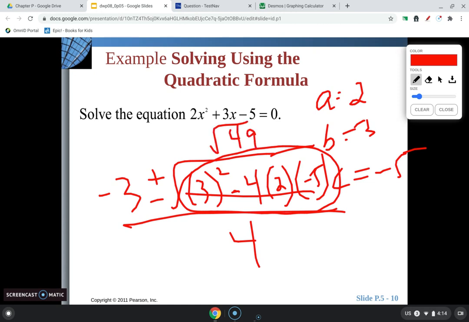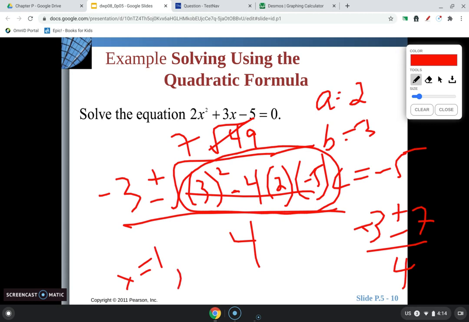Well, the square root of 49 is perfect. That becomes 7. So now we're at negative 3 plus and minus 7 over 4. Now we can finish it off. 2 answers. Negative 3 plus 7 is 4. Divided by 4 is 1. Negative 3 minus 7 is negative 10. Divided by 4 is negative 2.5.